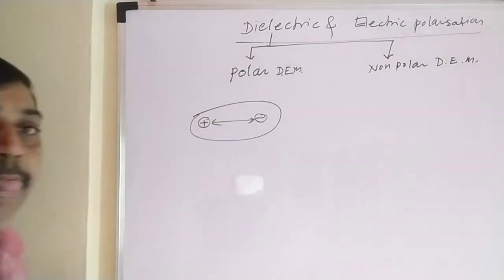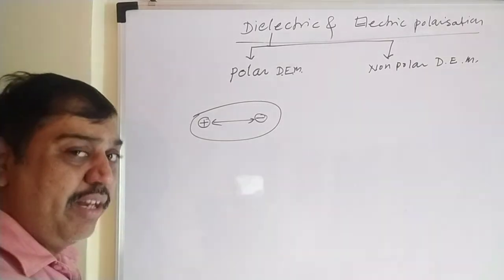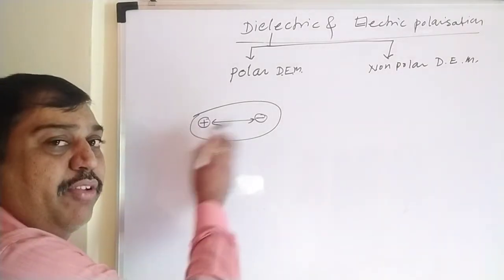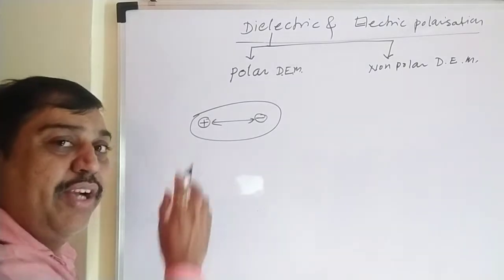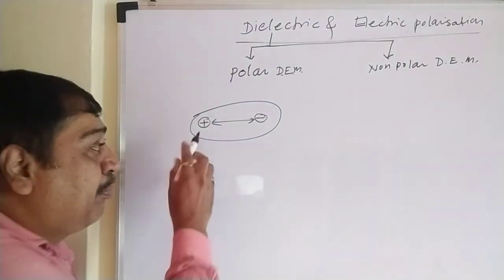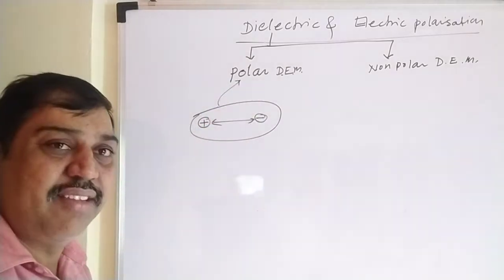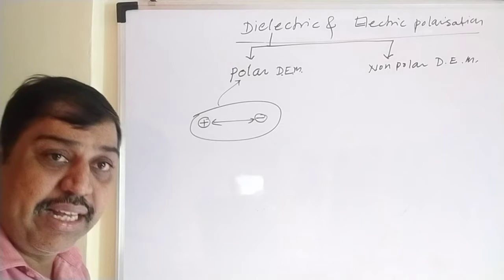Then such a material, in which the center of gravity of positively charged and negatively charged particles are separated by some distance, always has polarities, plus and minus. That's why that type of material is said to be polar dielectric material.